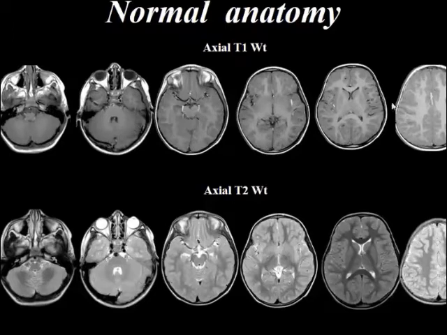So this is T1. Similarly, on T2 weighted sequences, I've just put almost the same images here, just to give you an idea how it looks. If you look at the gray matter on T1 weighted images, it looks gray. White matter looks white. This is the white matter. This is centrum semiovale, and this is the gray matter, cortical. Now, on the T2 weighted sequence, it becomes reversed. The gray matter looks gray or white, and the white matter appears dark.